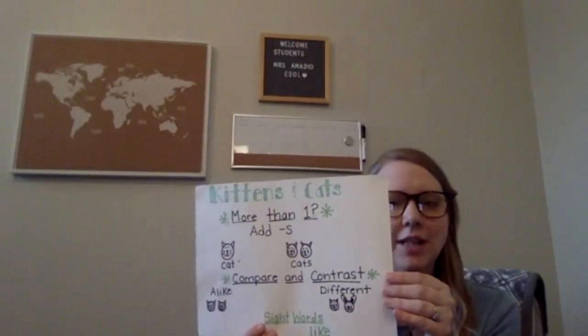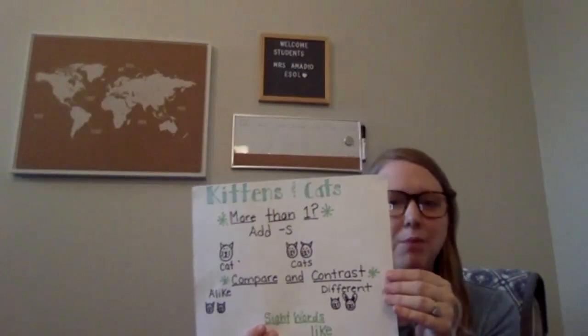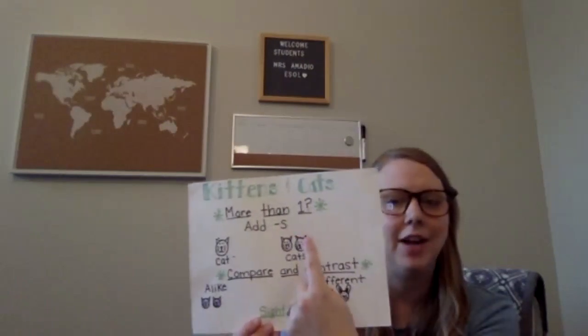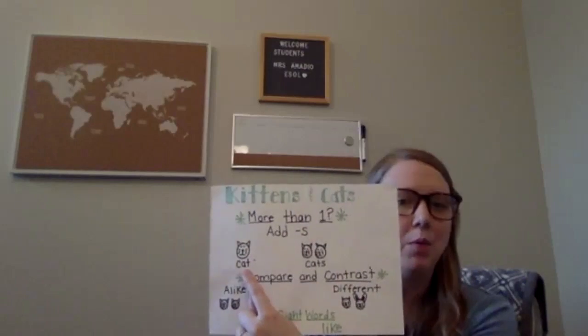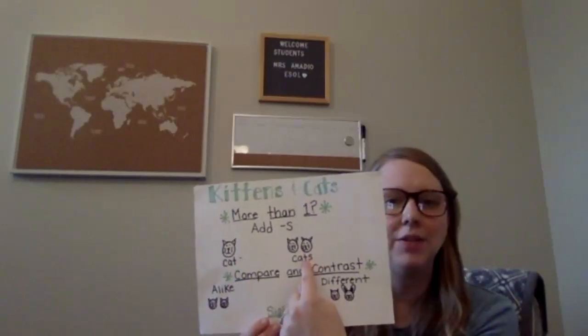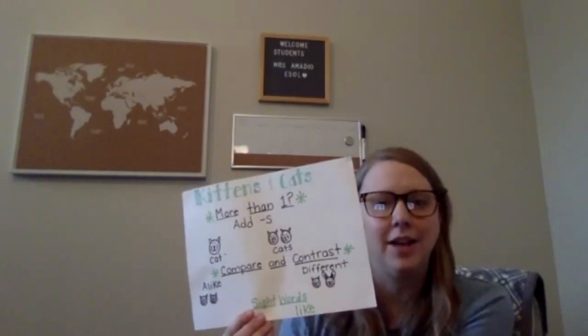I also want you guys to remember that when we're talking about more than one thing or person, we add the letter S. So if we're talking about one cat, we do not add the letter S. If we are talking about two cats, we add the letter S.